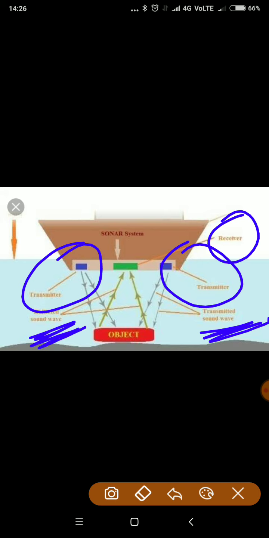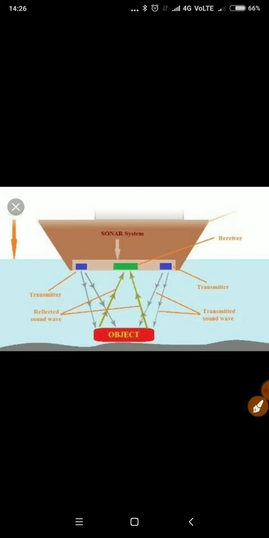Who is receiving the reflected sound waves? The receiver. So these are being received by the receiver, which will calculate how far the object is. It will calculate the distance.